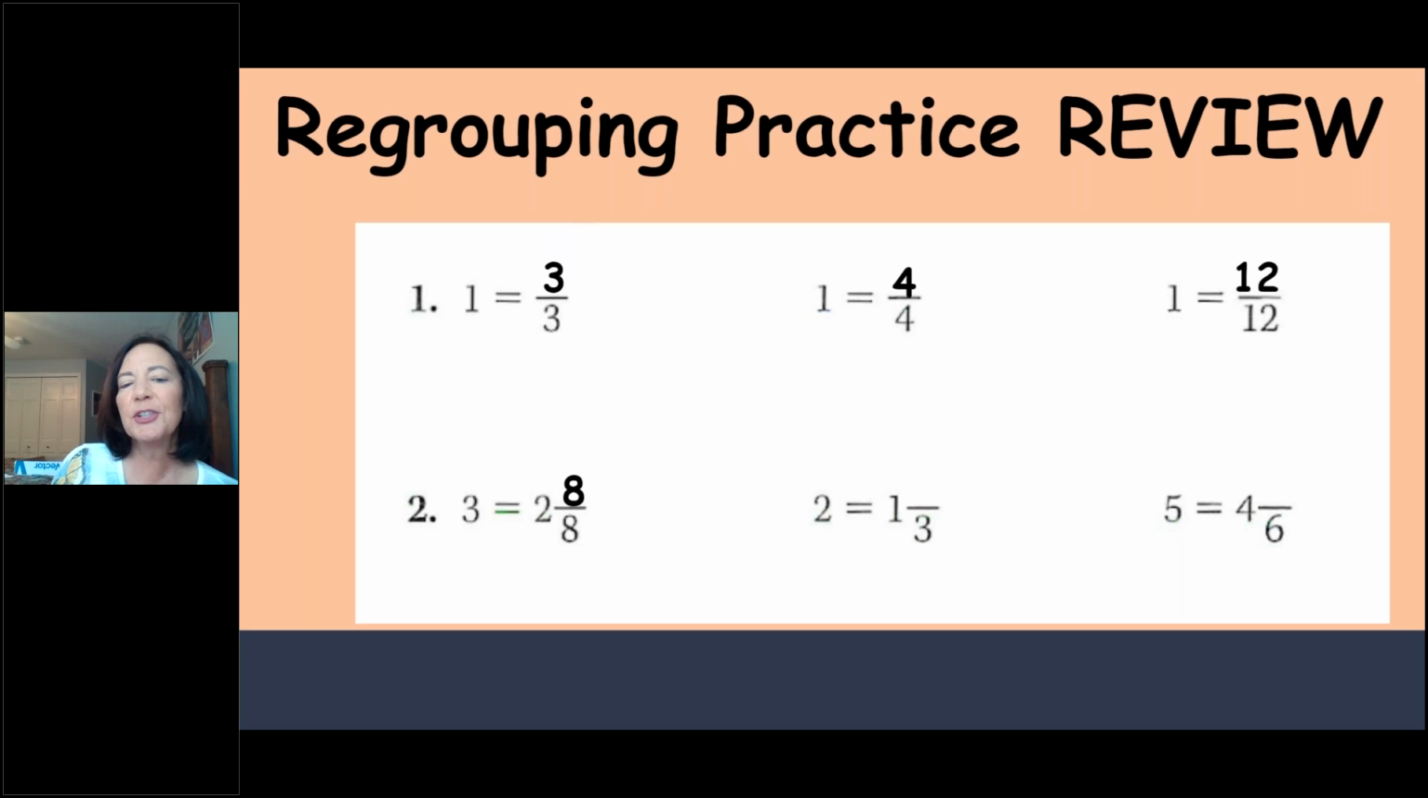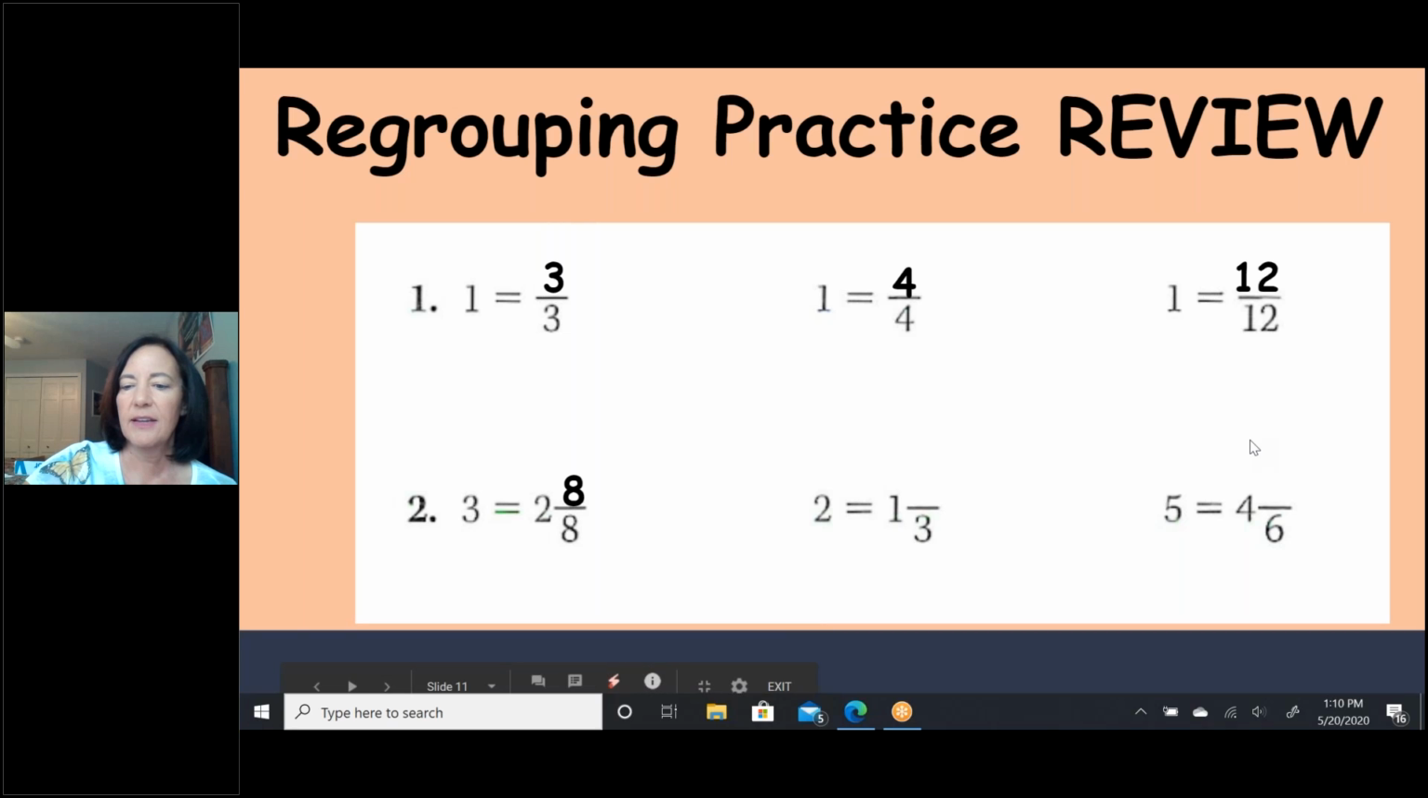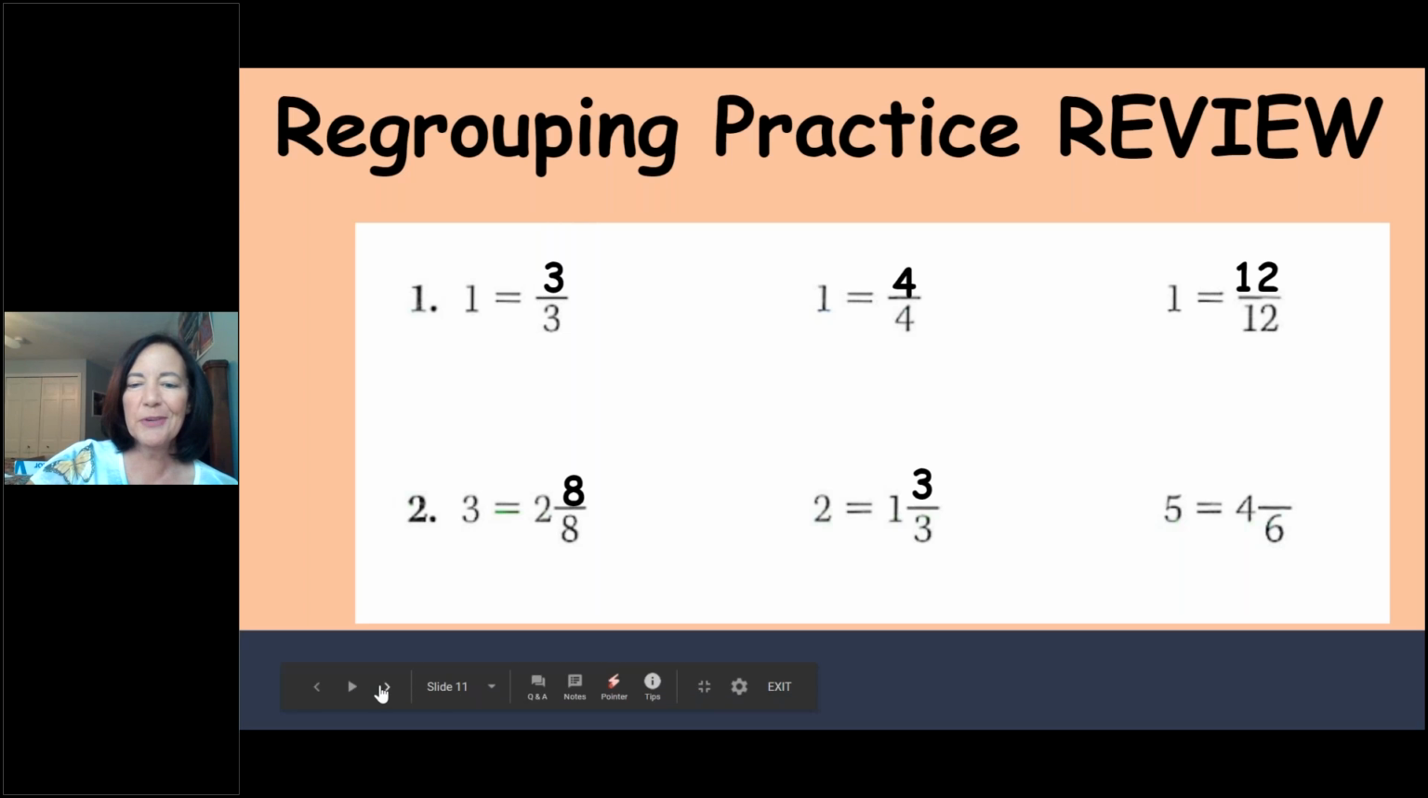And how about 2 equals 1, and how many thirds? 3/3. You're awesome. Perfect. How about 5 equals 4, and how many sixths? 6/6. That's it.